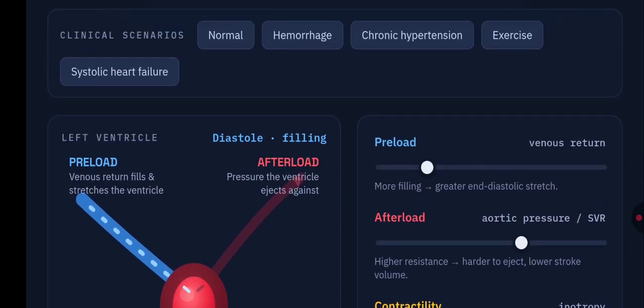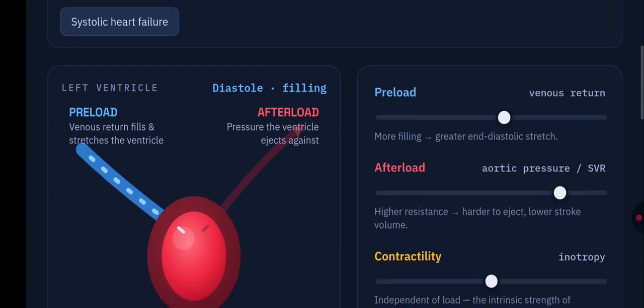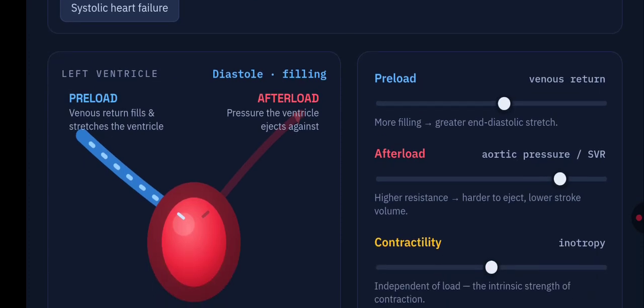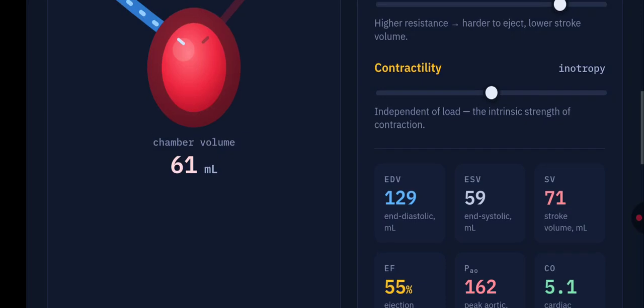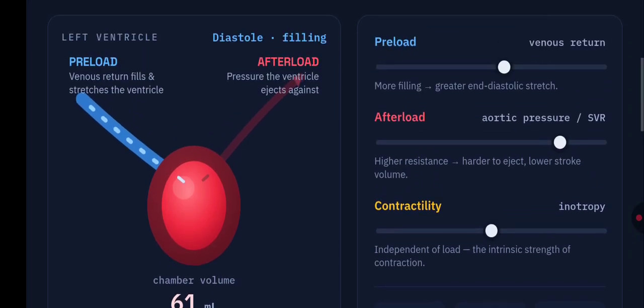If you go to chronic hypertension, for example, you will find that preload becomes more, but the afterload is much more than the preload, and contractility is in the normal range. This will explain why some patients have hypertension although their heart rate is in the normal range. You will find here that aortic pressure is more, and this reflects the afterload. Ejection fraction will be less, and stroke volume also will be more.